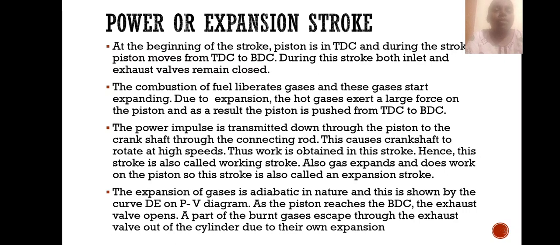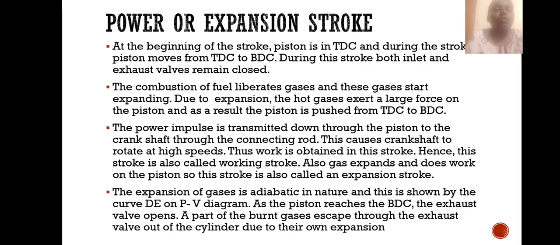The power impulse is transmitted down through the piston to the crankshaft through the connecting rod. This causes the crankshaft to rotate at a high speed. Thus, work is obtained in this stroke. Hence, this stroke is also called the working stroke. Also, the gas expands and does work on the piston. So, this stroke is also called the expansion stroke.